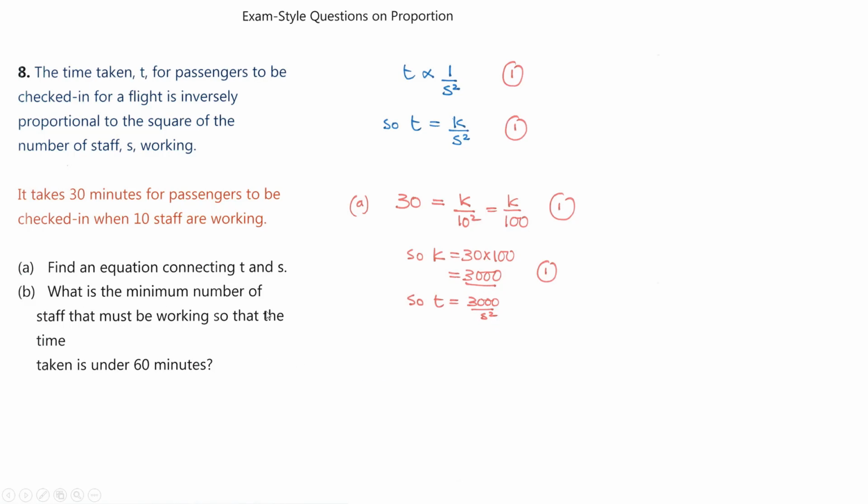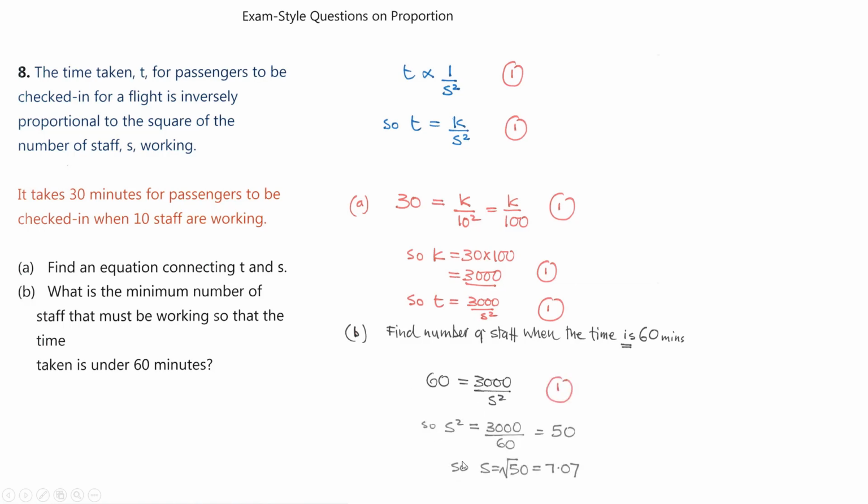Then it says, what is the minimum number of staff that must be working so that the time taken is under 60 minutes? So, find the number of staff when the time is 60 minutes. Okay, so we get time is 60 equals 3000 divided by S squared. We're going to have to work out what this is to make this answer 60. So, flip them around, you get S squared equals 3000 divided by 60. If you're not quite sure about that step, we just multiply both sides by S squared, and then we divided both sides by 60, and we get S squared equals 3000 divided by 60, which is 50.